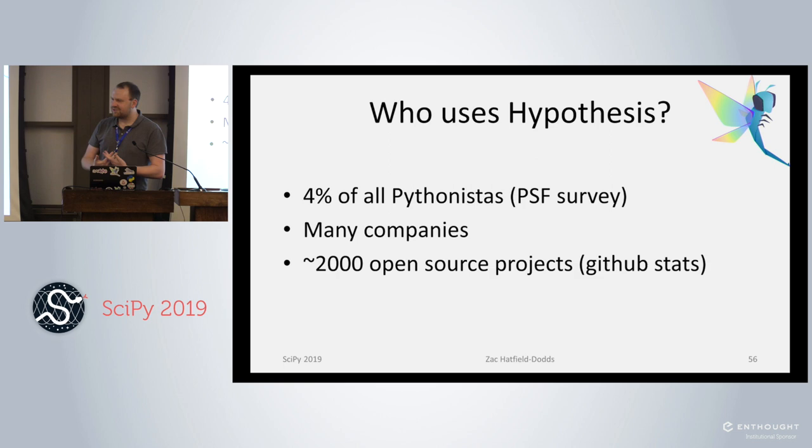As to who else uses hypothesis, I'm kind of torn between thinking it can't be many people and then these kinds of statistics. The PSF did their survey earlier this year, and about 4% of everyone who responded uses hypothesis. So you guys are joining a very cool club. There are a bunch of companies, most of whom don't tell us anything. And according to GitHub, about 2,000 open source repos are using hypothesis in some way.